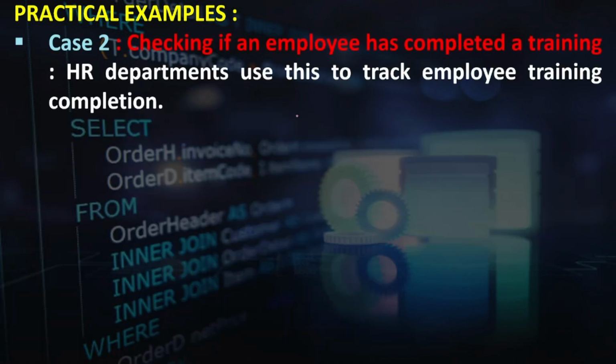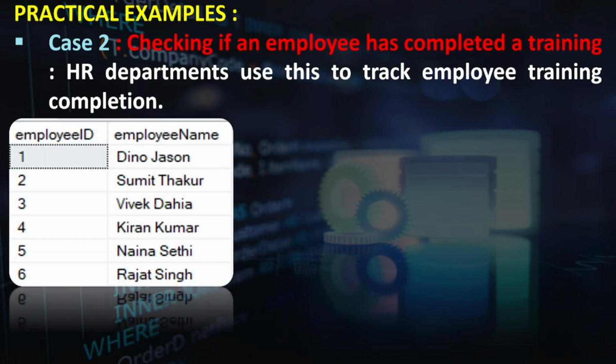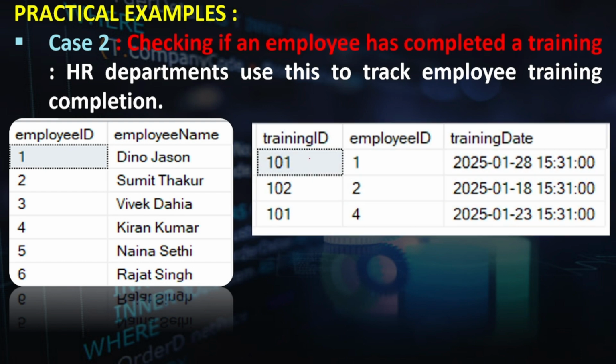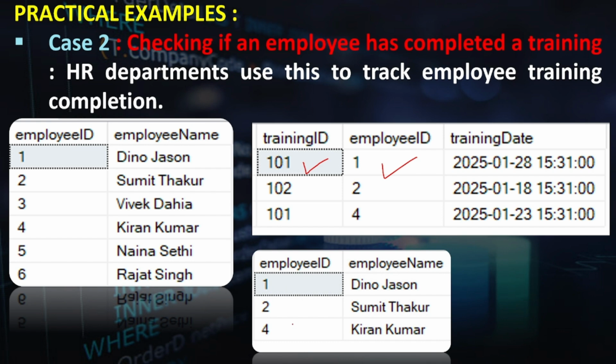Take an example, checking if an employee has completed training. The human resource department of any organization can track whether an employee has completed the training or not. We have an employee table, and an employee training completion table, which contains training ID, employee ID, and the date of training. And you see that there are 3 employees who have actually completed trainings in the training completion table.